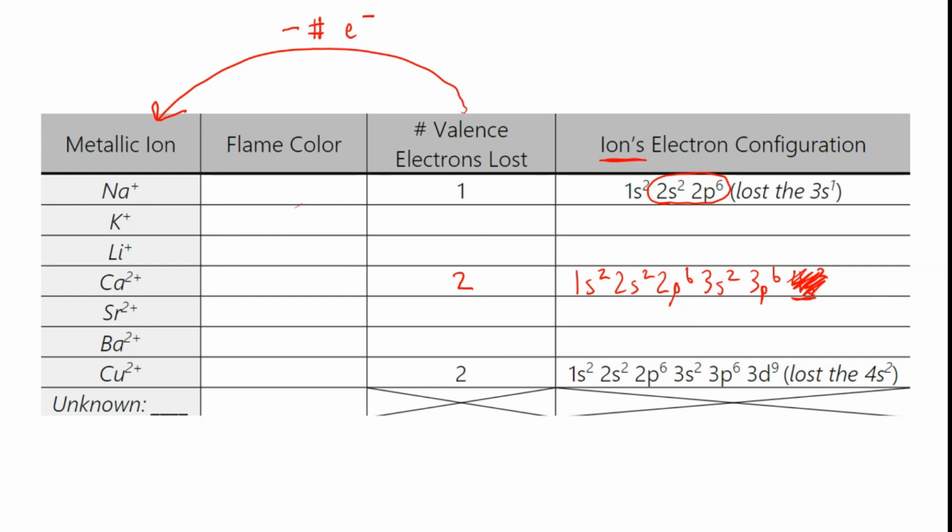Okay? So check out what your flame colors are going to be. Figure out your valence electrons lost. Write out your electron configuration. And then there are a couple extra questions on the lab that have to do with excited state, ground state, what kind of errors could come up in this lab, ranking the energy of the light from the flame color that you see for each element.